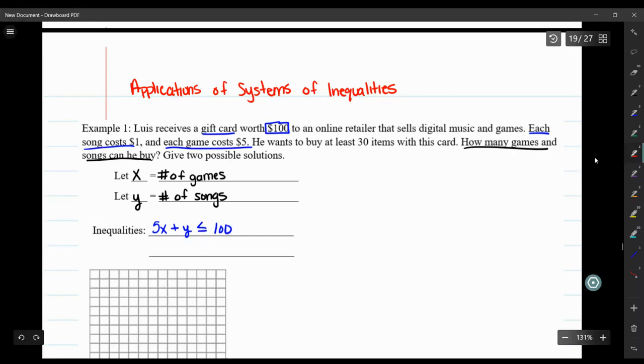Now let's talk about the second inequality. It also says I want to buy at least 30 items. So this is also a total, but this is just talking about the number of items. It has nothing to do with value. So this is going to be the number of games, which is x, plus the number of songs, which is y. And if I want to buy at least 30, that means I want to buy this many or more. Think about grades. If you want to pass, you need at least a 70. So that means a 70% or higher. So this has to be greater than or equal to 30.